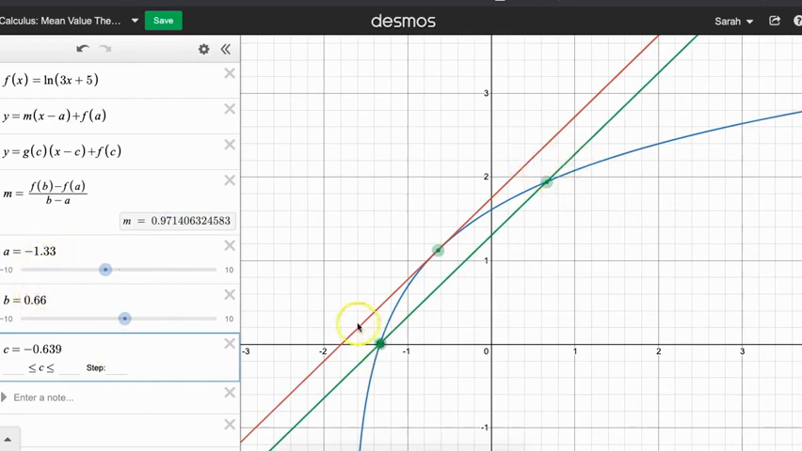So here, I can see that my lines are parallel. That's exactly what we were finding. So this value of c made this happen. Thanks, calculus.